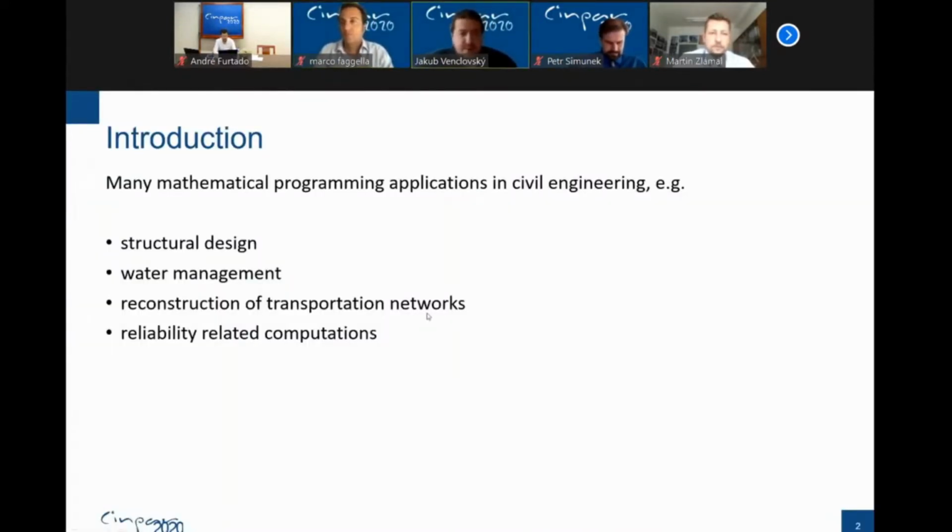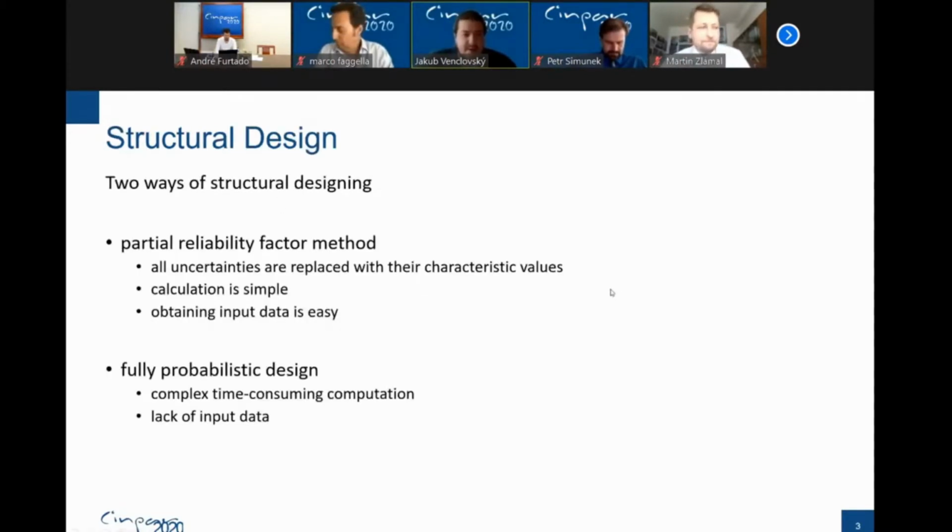So first, some very brief introduction. There are many mathematical programming applications in civil engineering. You can see some examples here. My work focuses on structural design. As you all know, there are two ways to design structures. First is the partial reliability factor method, where all uncertainties are replaced with their characteristic values, which keeps the calculation simple. And there's also fully probabilistic design, which is more complex and time-consuming.